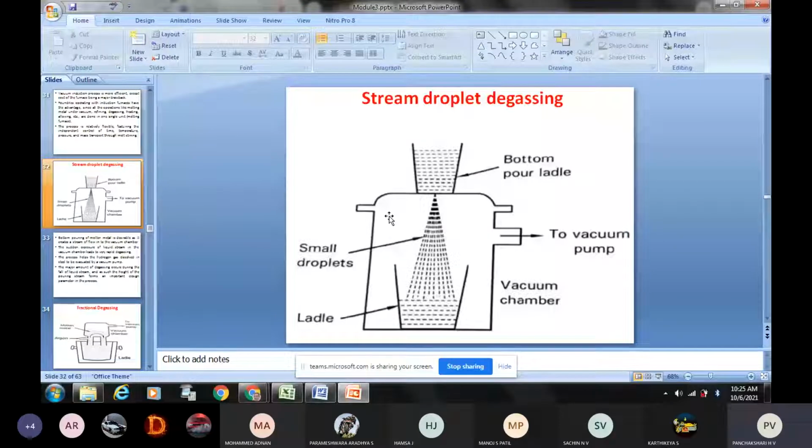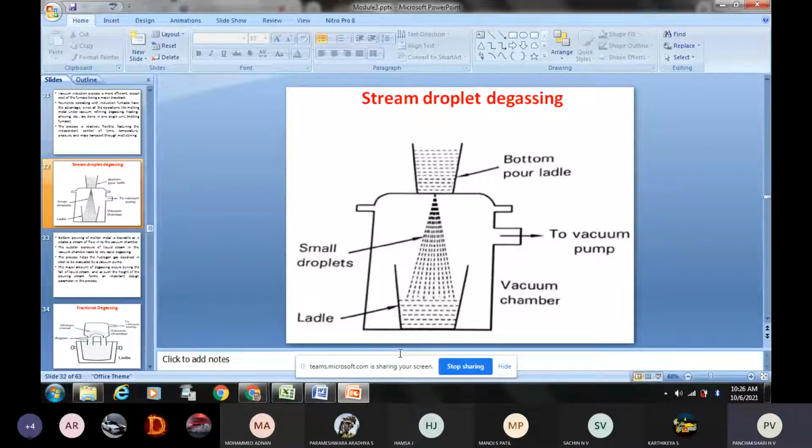What is happening here? In the vacuum chamber you can see, at the bottom, there is a ladle placed. Ladle means the system we use for carrying the liquid metal to the mold cavity. That is called a ladle. That ladle is kept at the bottom of the vacuum chamber.